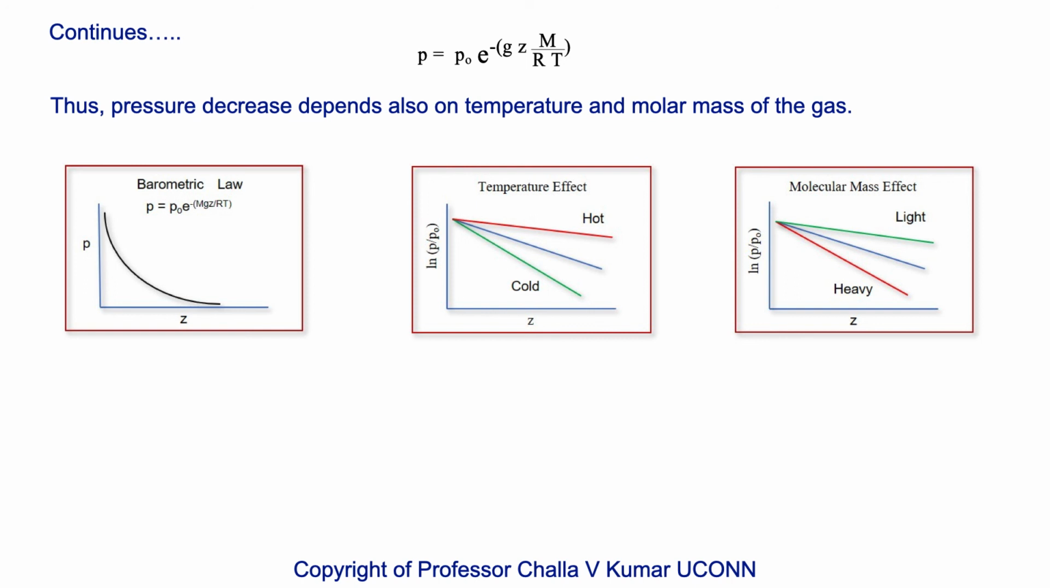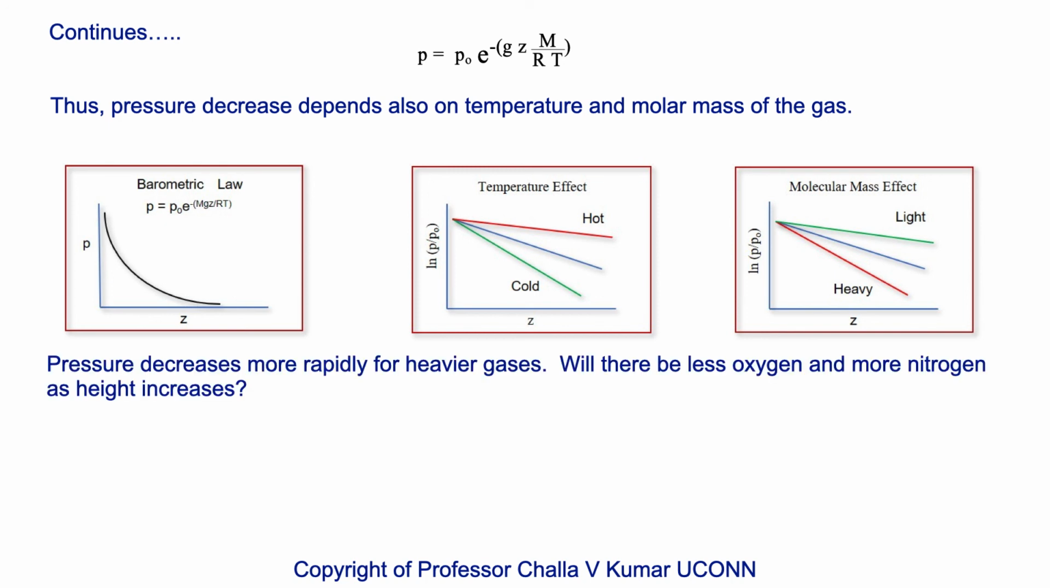So in our atmosphere, we have nitrogen and oxygen as the primary two components, and therefore the composition of nitrogen to oxygen, or the mole ratios, should change as you travel from the surface of the planet into higher heights. So think about this, how that might affect us when we make such travels. So pressure decreases more rapidly for heavier gases, that's illustrated by the last plot. Will there be less oxygen or more nitrogen as height increases? It's a reflective question to ask.